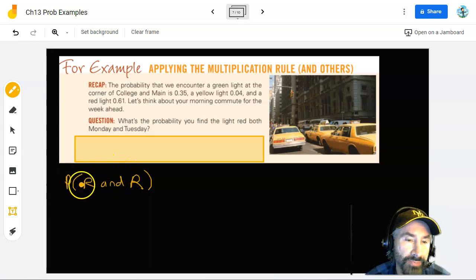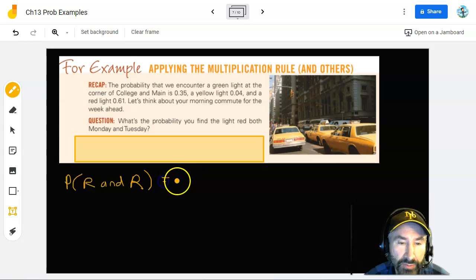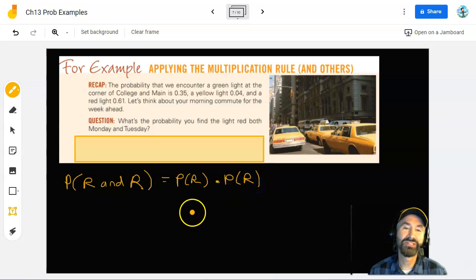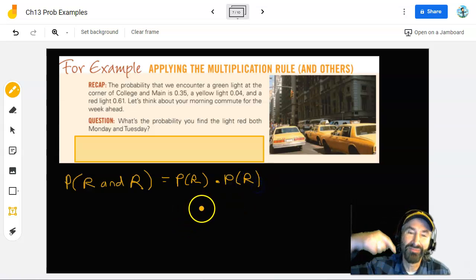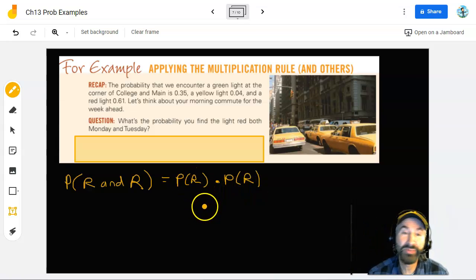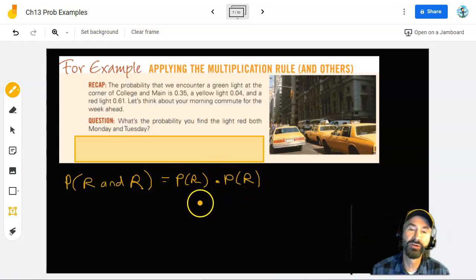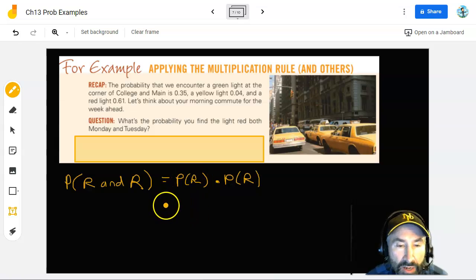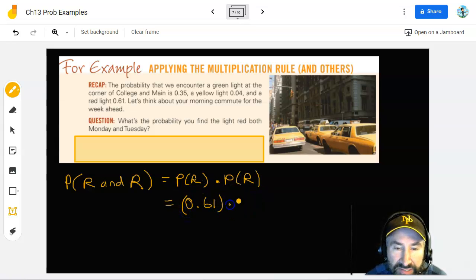Okay, anyways, probability of red and red equals probability of red times probability of red. It just happens to be that we're doing the same event, so we're using red twice. If we want to know probability of red and then green, we do probability of red times probability of green. Okay, just FYI. So anyways, in this case, red is 0.61, so 0.61 times 0.61.